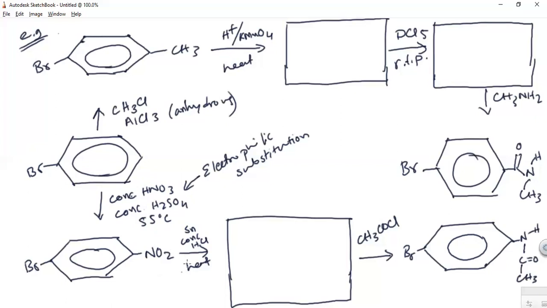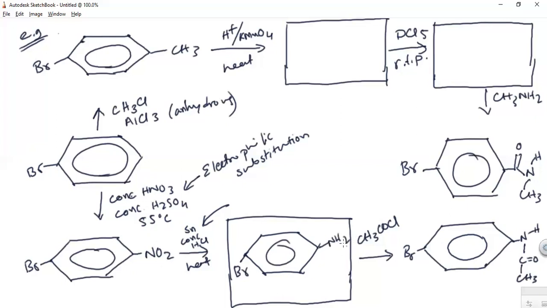Now when we add tin plus concentrated hydrochloric acid and heat, what is this reaction? This is the formation of phenylamine, isn't it? If we go back to the previous class lectures, you would see this is the condition for phenylamine. Phenylamine would be produced here. So this oxygen will be replaced by hydrogens. So we would have bromine here and NH2.